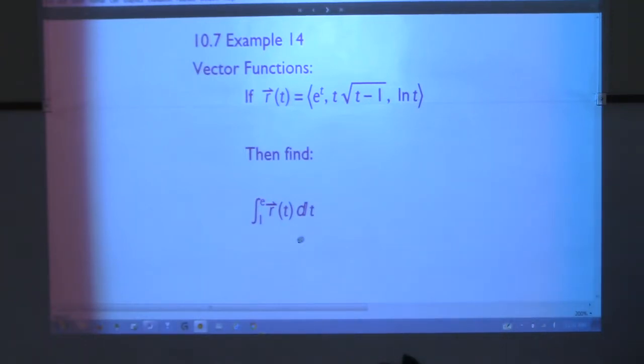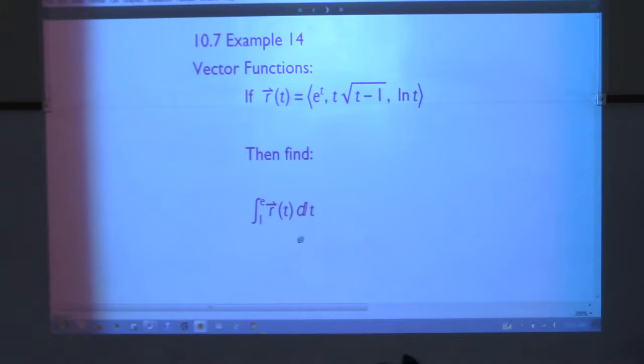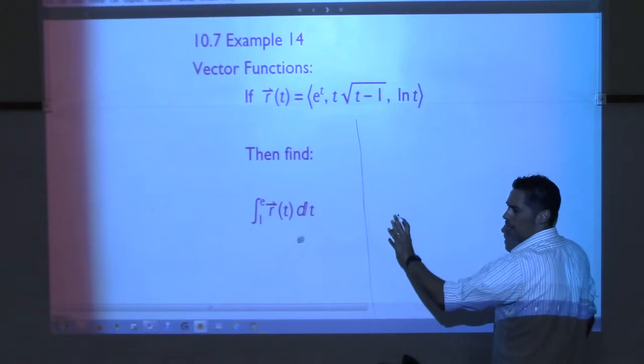All right, if r of t is e to the t, t root t minus 1, and natural log t, those three component functions, then find the integral from 1 to e of r of t dt. So I have to do three separate integrals here, don't I? I'm going to do this like scratch work. I'm going to do all my scratch work over here, and then I'll write my answer down.